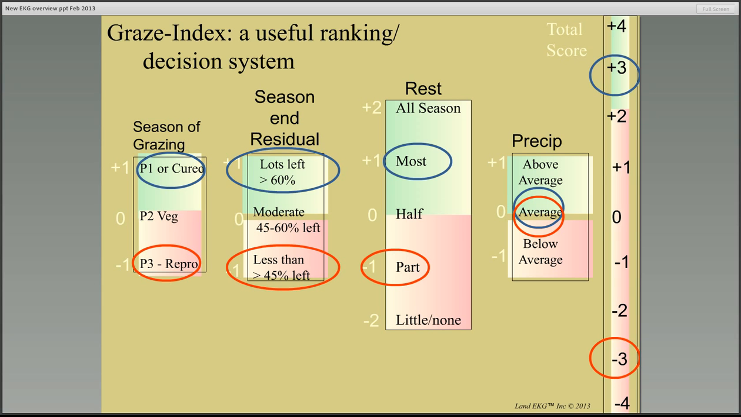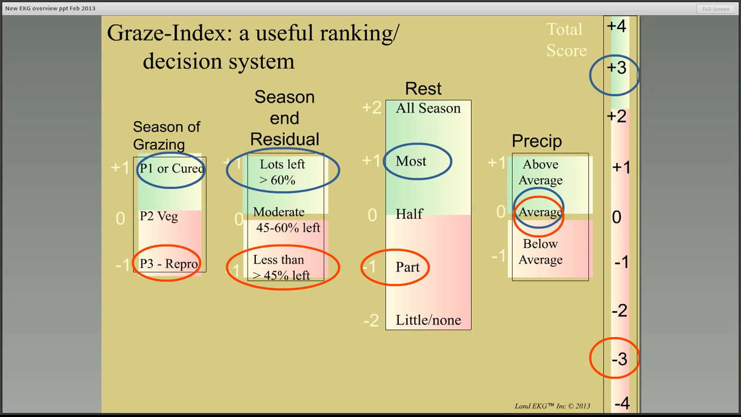So in this example, the blue lines, if it was theoretically grazed early or late with a high amount left, if it had most of the season to rest, average rainfall, that would give us a +3 score. If it was grazed more during the reproductive process, we used it more, and it was used longer, it had a shorter period of rest, still with average rainfall, it would be a -3 score.